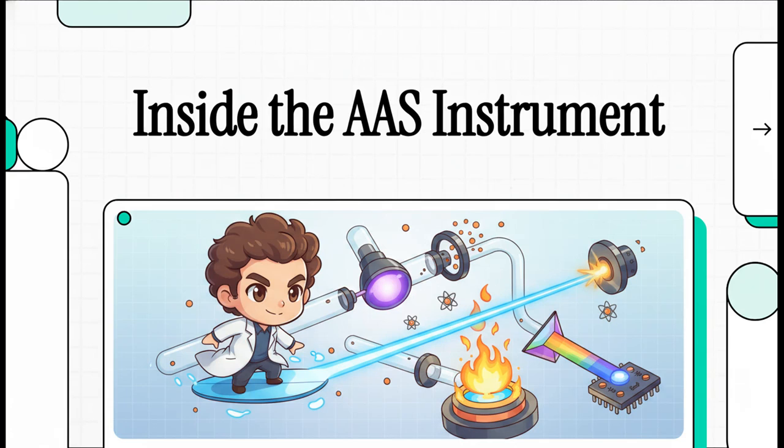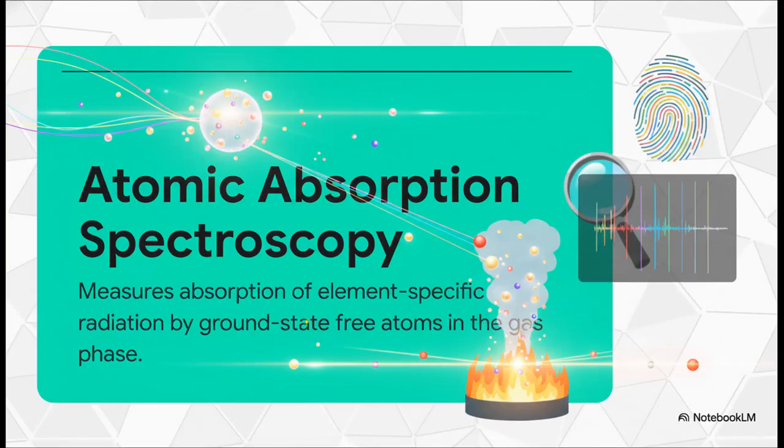Welcome to The Explainer. Today, we're going on a fantastic voyage, literally shrinking down to follow a single beam of light through the complete instrumentation of an atomic absorption spectroscopy, or AAS, machine. Dr. Kem broke this down beautifully, and we're going to walk through the entire setup from start to finish. All right, let's jump right in.